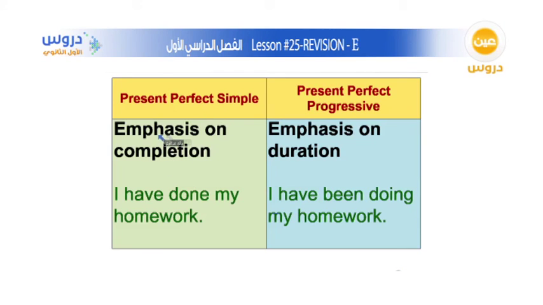For the present perfect simple, the emphasis, the focus here, is on completion. I have done my homework. That means you have completed your homework. Whereas the present perfect progressive, the emphasis or the focus is on duration, time. I have been doing my homework. You are concentrating on time, duration. And this is exactly the difference between these two tenses.